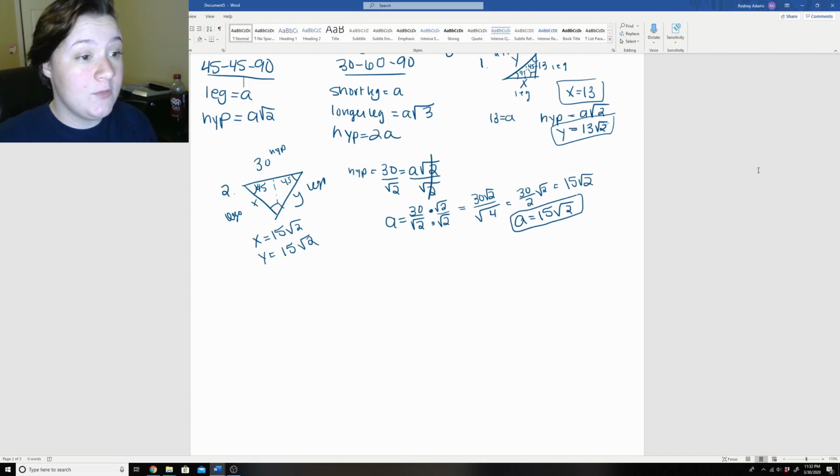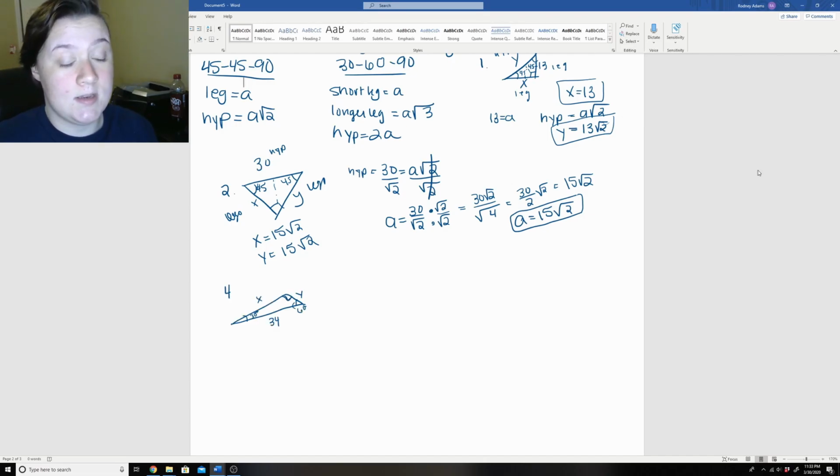Okay, so now if we turn to number 4, so here we clearly have a 30, 60, 90 triangle. So we have to label the long leg, the short leg, and the hypotenuse. Across from the right angle is always the hypotenuse. Then you can clearly see, just by looking, that this one's going to be the long one, and this one's going to be the short one. But if you can't tell, the long edge is always across from the 60-degree angle, and the short edge is always across from the 30-degree angle.